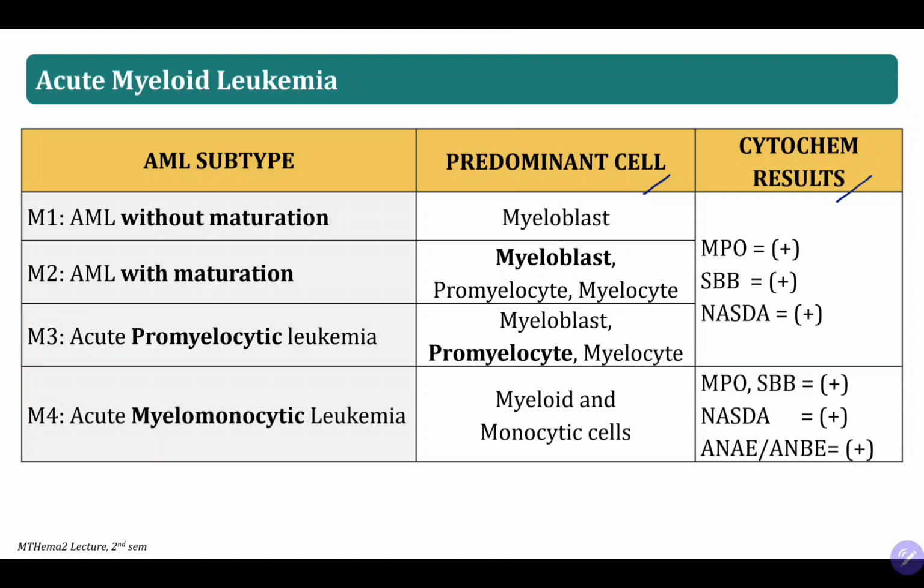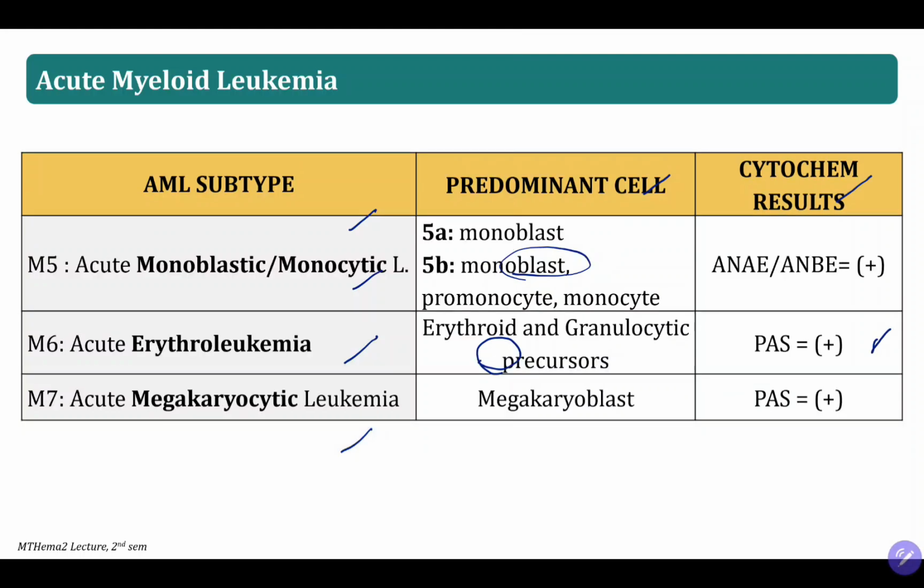Okay, hindi na natin sila isa-isahin kasi I think you could be able to study them on your own. Just remember the names of each subtypes. Okay? Yung predominant cell, usually naka-bold naman sila. And yung mga cytochemical results nila. Okay? Yun lang yung mga tatandaan nyo dito. Although madami, yes. Pero yun. Yun lang ang only way to remember these. Okay? These are M1 to M4. And then you also have your M5 to M6.